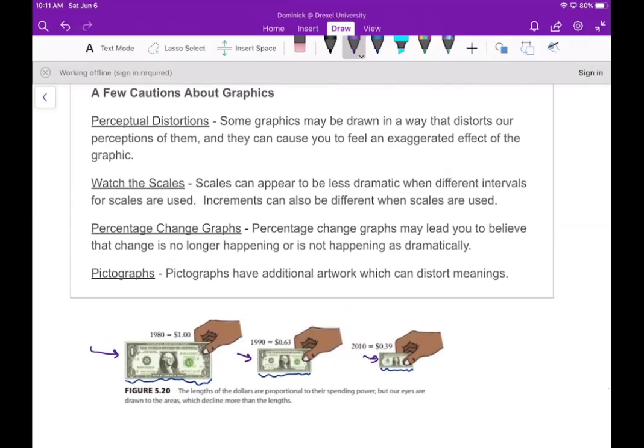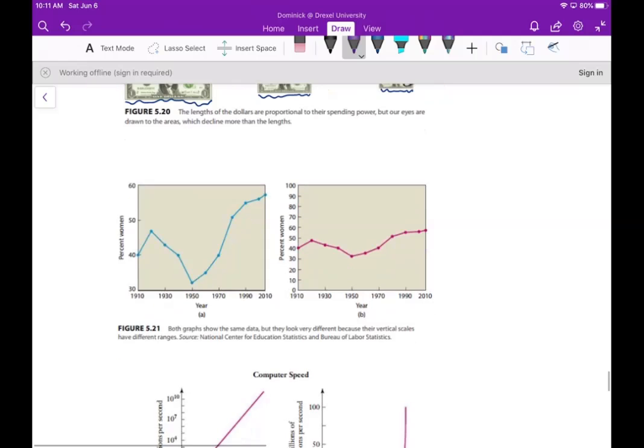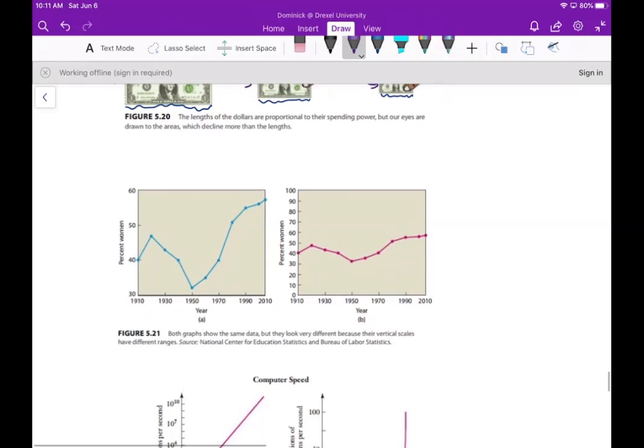Now the next thing to look for is to watch the scales. Scales can appear to be less dramatic when different intervals are used, and the increments can also be different when different scales are used. So let's see. In figure 5.21, both graphs are showing the same data, but of course they look very different. In this first one, what are they showing here? I guess it's percent women. Well, it's percent women for something. I forgot to grab the title of it.